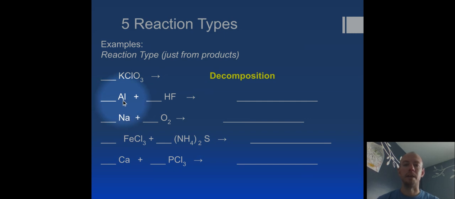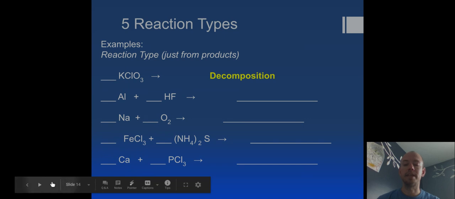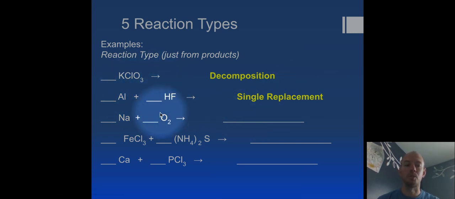Here in our second example, we have an element by itself. That is Al, not Ai. We have a compound, HF, element and compound. The type that meets that is a single replacement. The element will come in and kick out one of those, so we'll have aluminum bonded to something, and then hydrogen will end up by itself. Here I have sodium and oxygen, element and element.